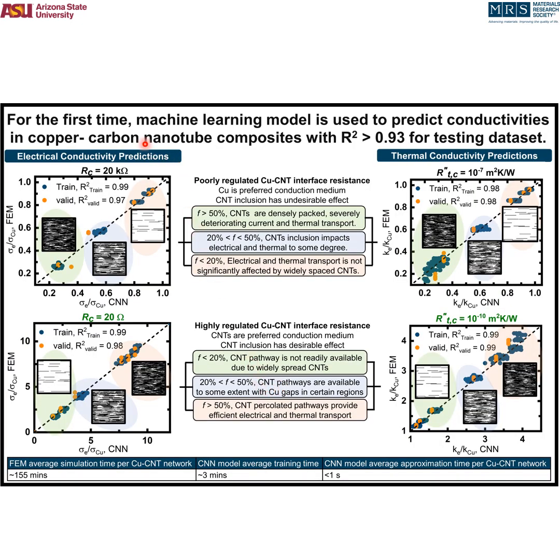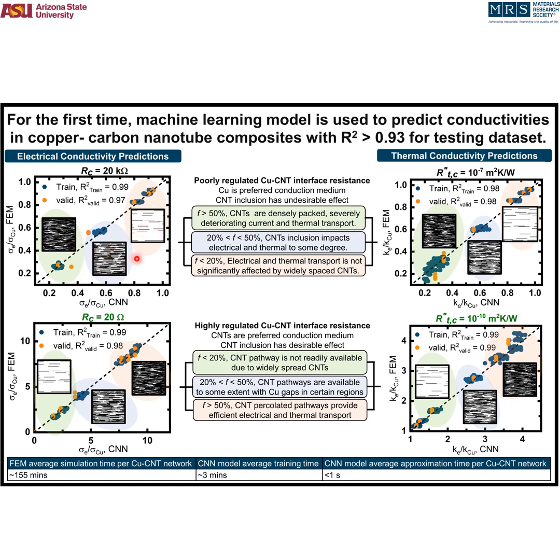Here, we are showing a good agreement between our CNN model predictions and FEM calculations at different interface resistances. The validation accuracy for electrical and thermal conductivity predictions for the cases shown here is more than 95%. We can look at conductivity distributions in these plots to infer the effect of CNT fractions and interface resistances on electrical and thermal transport. When interface resistance is poorly regulated, both current and heat prefer to flow through the copper medium, which is least resistive. So if we increase CNT fractions, the conductivities are reduced.